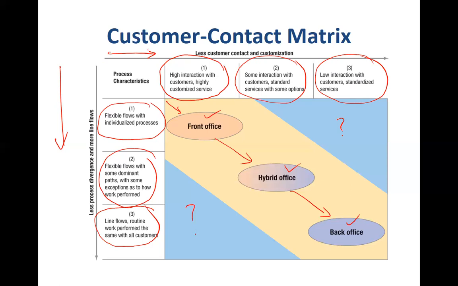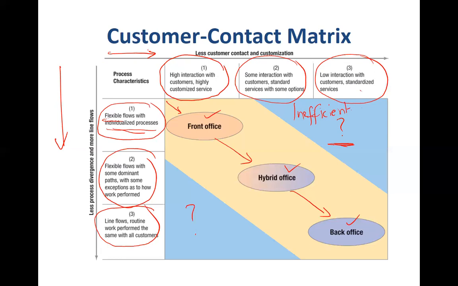So therefore, you have three different kinds of structures depending on the level of customer contact and customization and the process divergence and flow that you have for that service context. Now, if you look at these off-diagonal spaces, this off-diagonal space refers to a situation where you have low interaction with customers, standardized services, but you're offering that using flexible flow with individualized processes. Now, having low interaction with customers, standardized services, and having flexible flows, they're sort of incompatible. Right? So you do not want to have standardized services being offered with flexible flows because it can be very expensive. So essentially, this would be an example of an inefficient way of doing things. So something which is an inefficient use of resources by having flexible flow for standardized services.